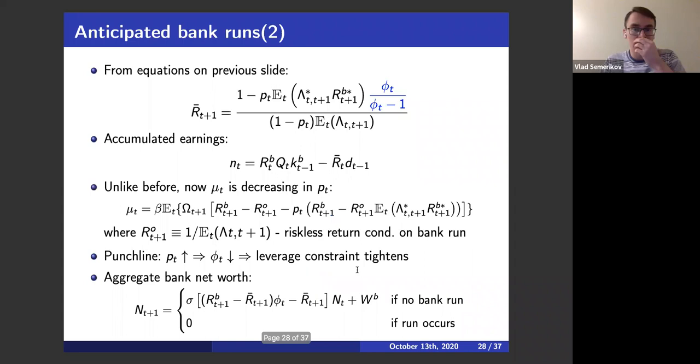Also, to save some time, let me not speak in detail about the equations on the slide. The key thing here is that the probability of the bank run pt is also going to affect the leverage multiple through the excess marginal return on bank's assets, mu t, because after pt is introduced and after some modification, mu t is going to be a decreasing function of pt, which makes pi t, the leverage ratio, also a decreasing function. Therefore, when the probability of the bank run increases, the leverage constraint will tighten, making the financial wealth of the banks much worse.